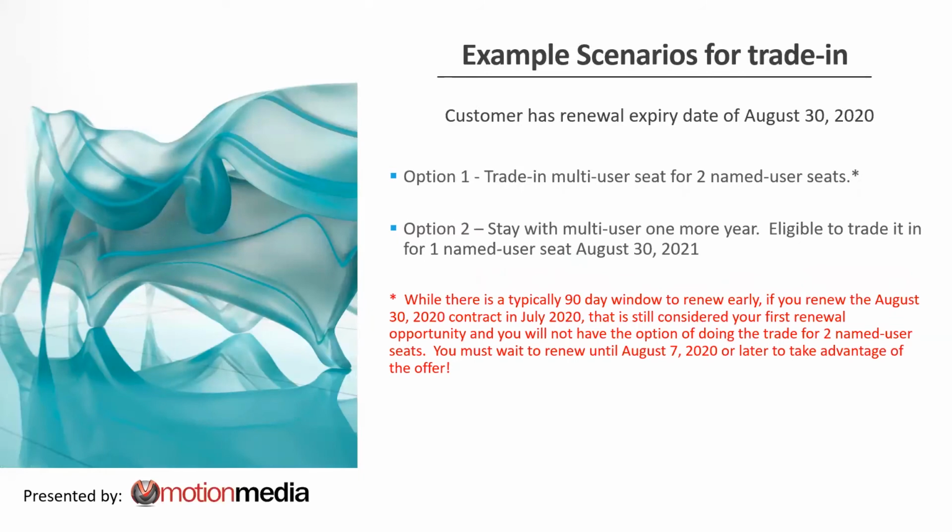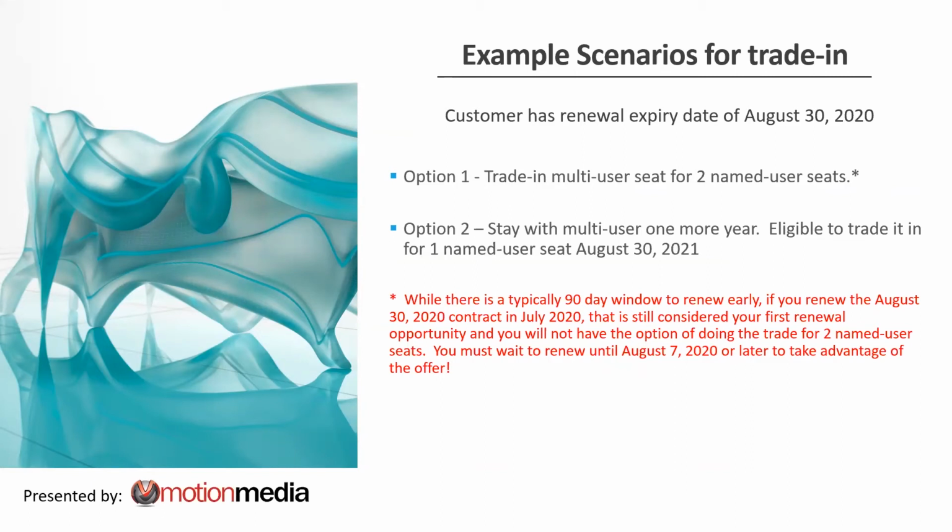If you have a renewal that's coming up during that period, August 7th, 2021, let's say it's on August 30th, you'll have an option of doing 2-for-1 named user. If you don't do it now, that's your only chance for that. The other option is to stay with your network license one more year and then trade it in at 1-for-1 seat in August of 2021.